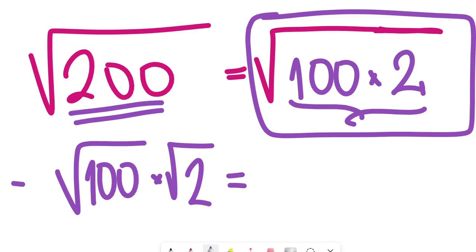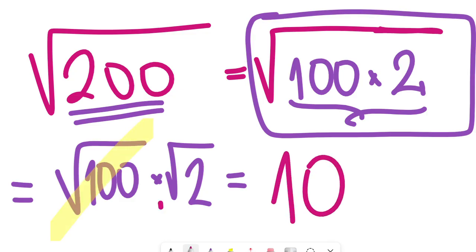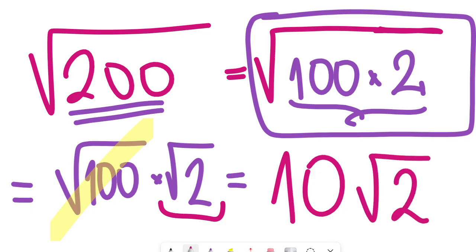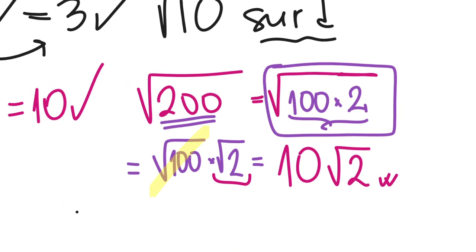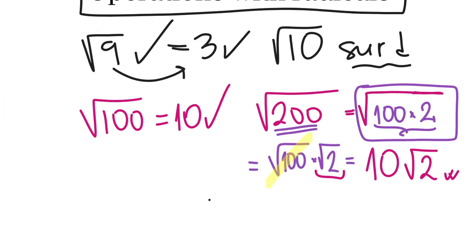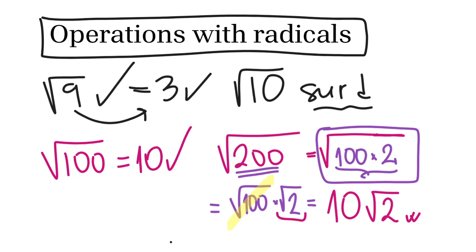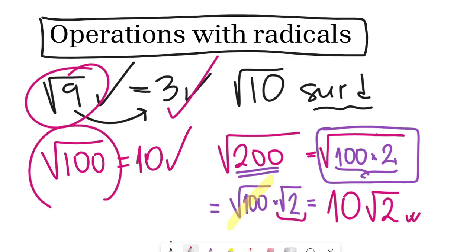Now we know that square root of 100 is equal to 10, and square root of 2, we don't know what that is, right? So we keep it as square root of 2. And that's our final answer. So that's what we did in the previous video. If you need any help with that, please refer and watch the previous video so that you can continue watching this one. Now, square root of 9 is equal to 3, all good. Square root of 100 is equal to 10, all good, right? But if we have square root of 200, we said we don't know what it is, but we can simplify that into 10 square root of 2.